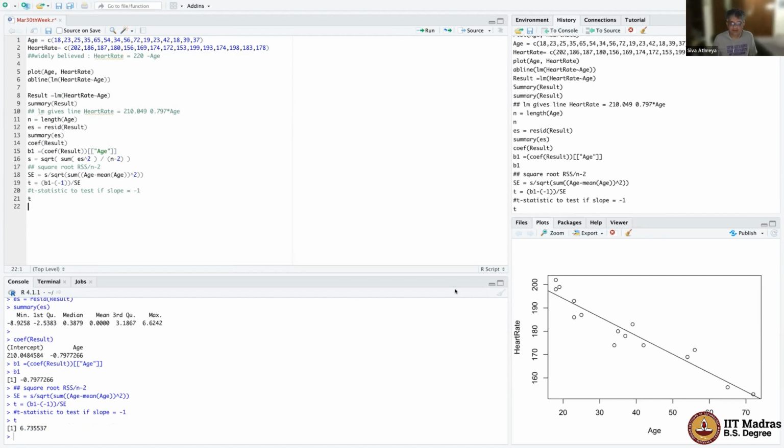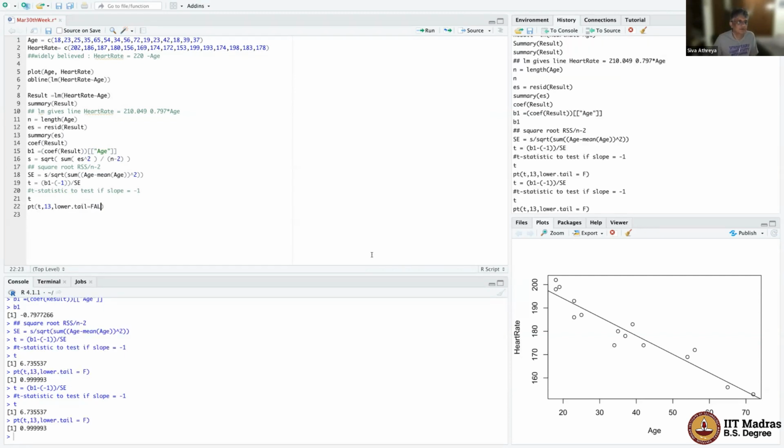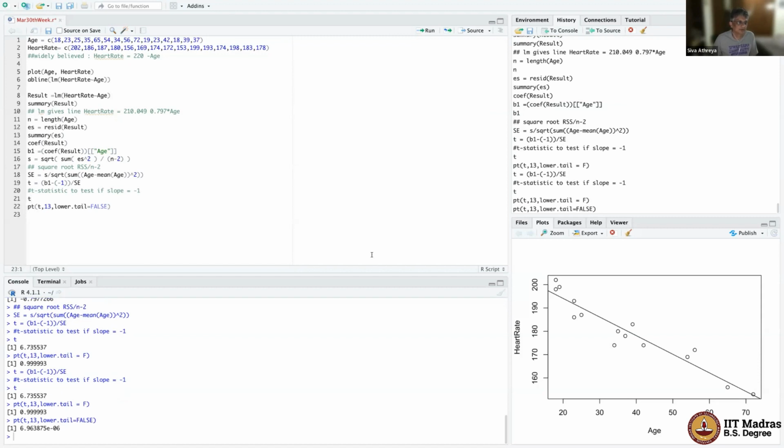Then we have to find the right tail of t, right? So pt is the t command. You have to give the value of t that you found. The degrees of freedom is what? n minus 2. Let's see, n minus 2 is 13. So we have that, right? And we want lower.tail equal to FALSE. Okay, this is the correct command, sorry. lower.tail equal to FALSE. So it's very, very low. So the p-value is very low.